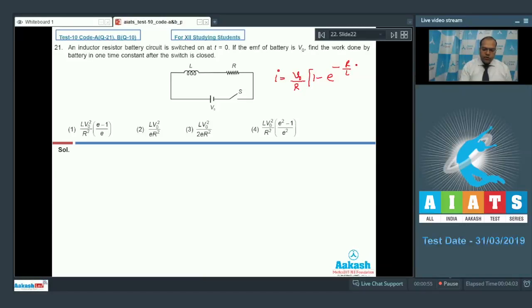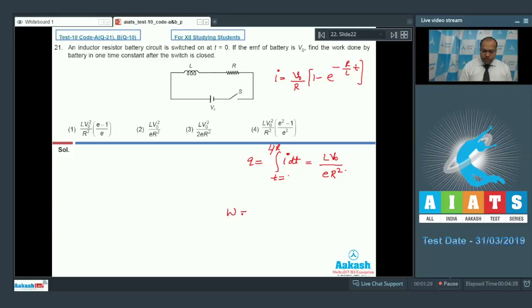Now we have to find out what is the charge that crossed this battery in one time constant. So Q is equal to integration of I dt, and the limit of time varies from 0 to L by R. So if I integrate this function with respect to time and substitute the limits, then it comes out to be L into V0 divided by E into R square.